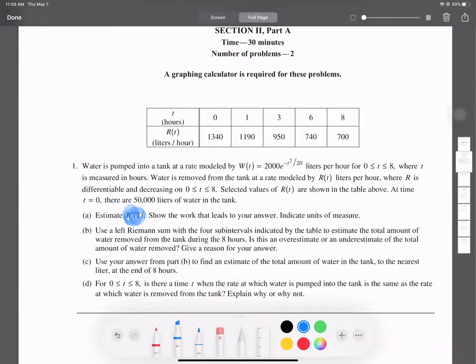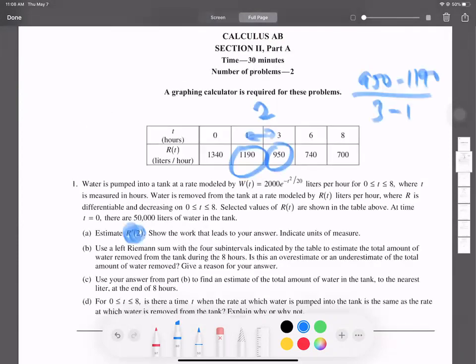R prime, thinking back to basics, is just a derivative. A derivative is another way of saying slope. So what is the slope at R2? Well, R2 doesn't even exist, but I can estimate, and the keyword is estimate here. So what is the rise over the run? That's 950 minus 1190 over 3 minus 1. And that's the answer. Make sure you show the units measured. That's going to be liters per hour divided by hours, which is liters per hour squared.